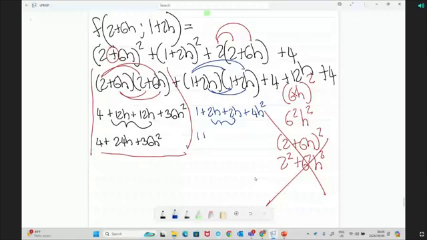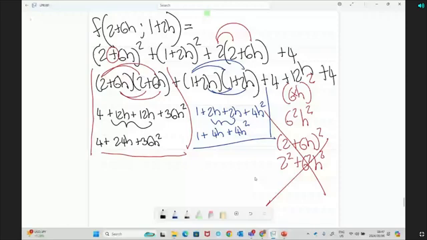Right, just remember if you multiply an h and an h, you add the powers. If you add an h and an h, you just add the coefficients, right? So that one was for that. Then we shouldn't forget our plus 4, plus 12h, plus 4.